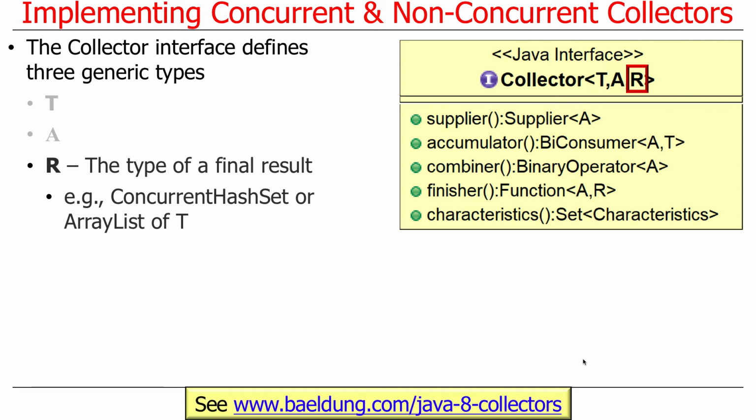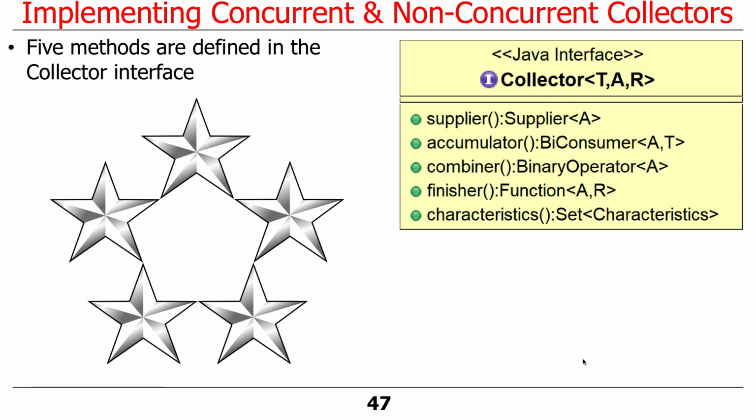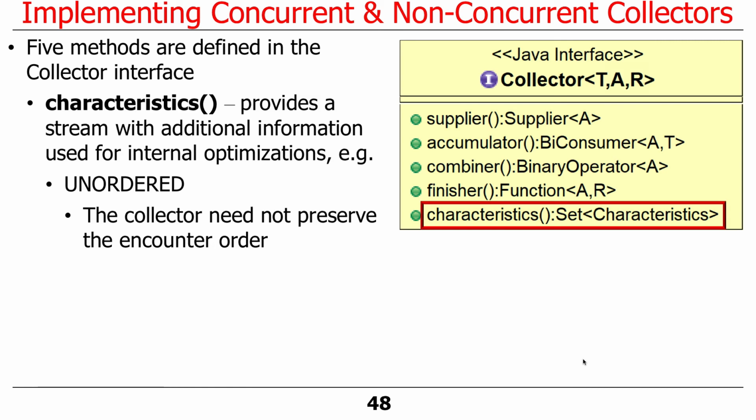Okay, so those are the three main types you pass in. Then there are 5 methods that are defined in the collector interface that utilize these types in various ways. We'll start with the last one because you kind of need to understand that in order to understand some of the other distinctions. So there's something called characteristics, which you can think of as kind of like flags that indicate what kind of a collector this thing really is. And these flags are used internally by the streams framework to decide how to run the computations that take place as this whole thing is going on.